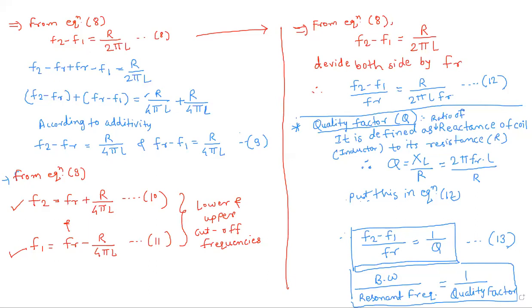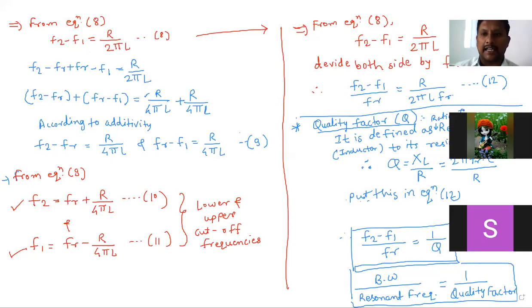So the question will be like this. They can ask, prove that F2 minus F1 divided by FR is equal to 1 upon Q, or they can ask, prove the relation between bandwidth, resonant frequency, and quality factor in a series resonance circuit. Then they can ask, what is series resonance, and derive the expression of F2 minus F1 divided by FR is equal to 1 upon Q. Like this, they can ask the question in the university question paper.